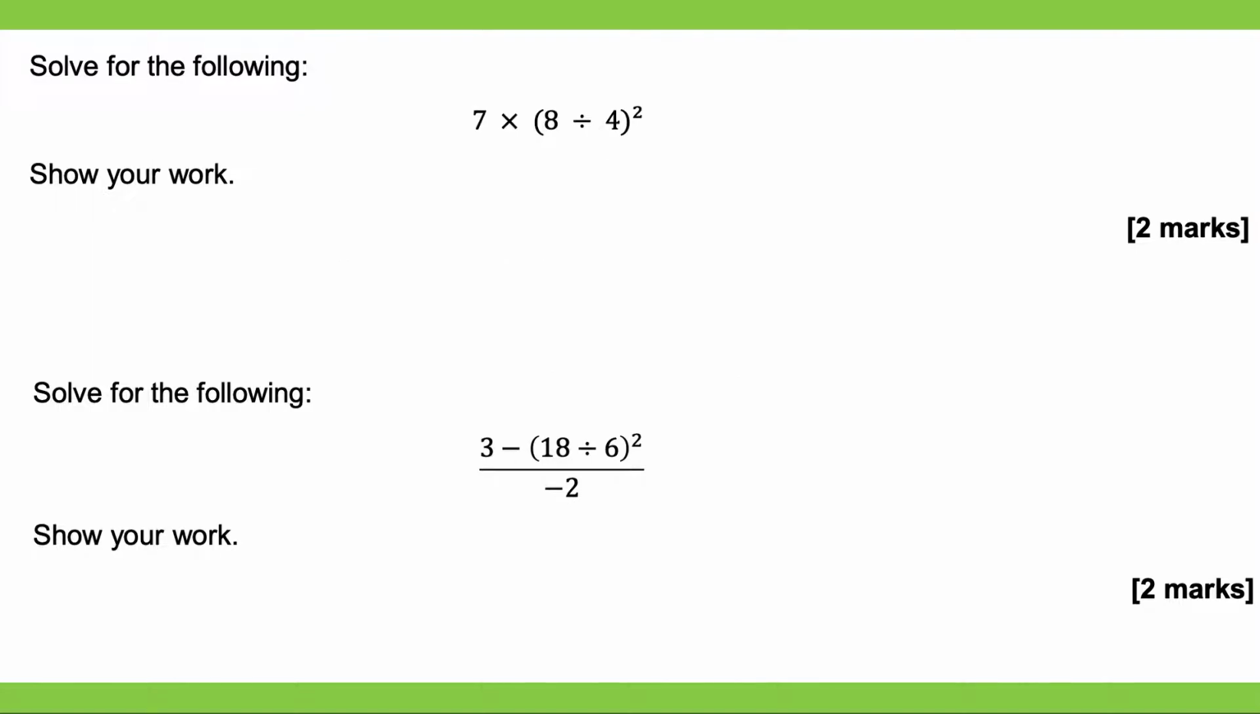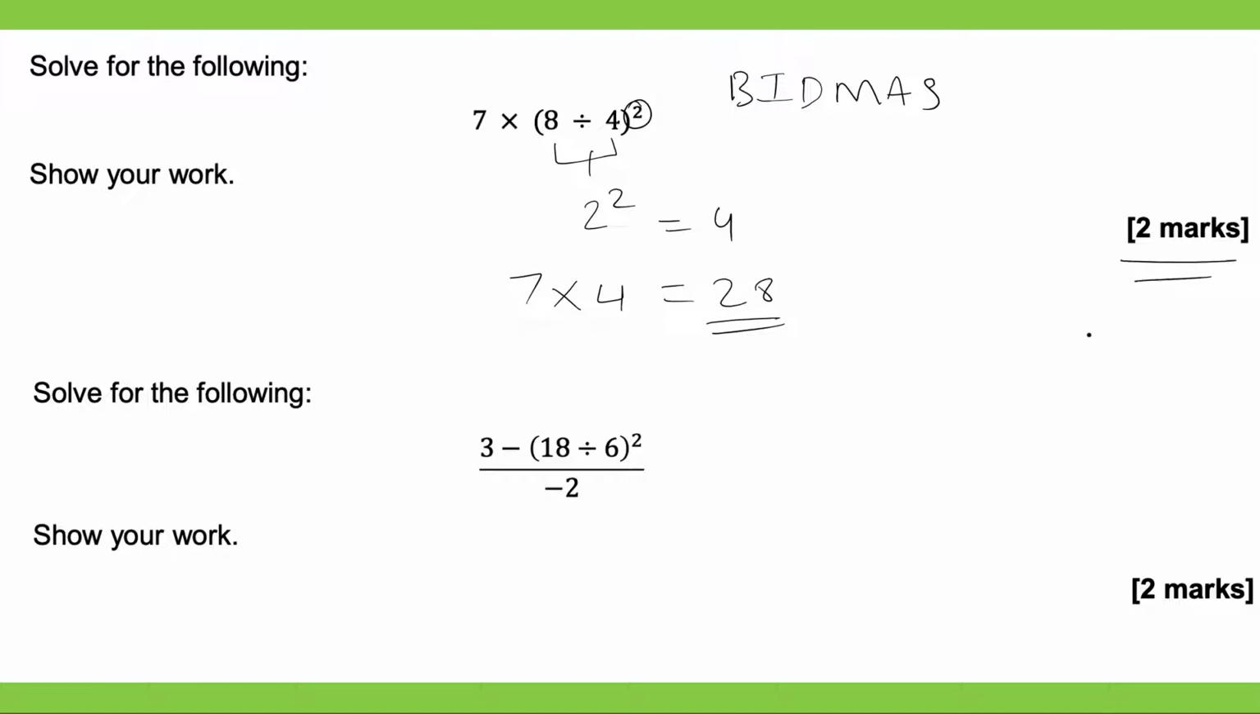Okay, next questions, we have to solve the following. So let's write our BIDMAS again. We have BIDMAS. We need to do our brackets first. 8 divided by 4 gives us 2. Then we have to square our answer. Square it, this gives us 4, and now we have 7 multiplied by 4, which would give us 28, and that would be 2 marks.